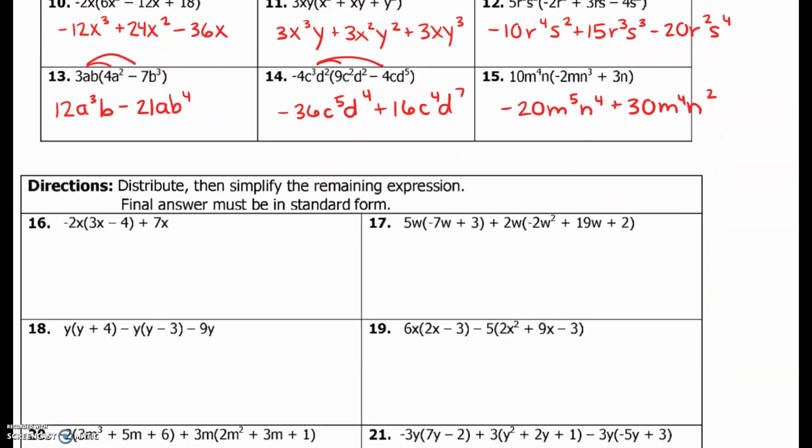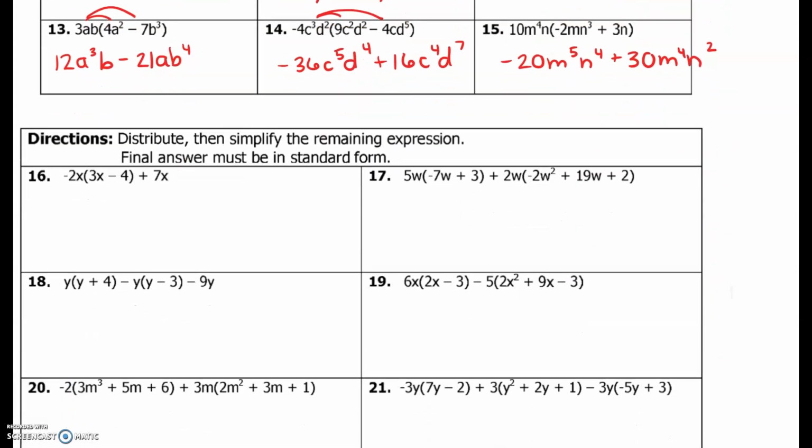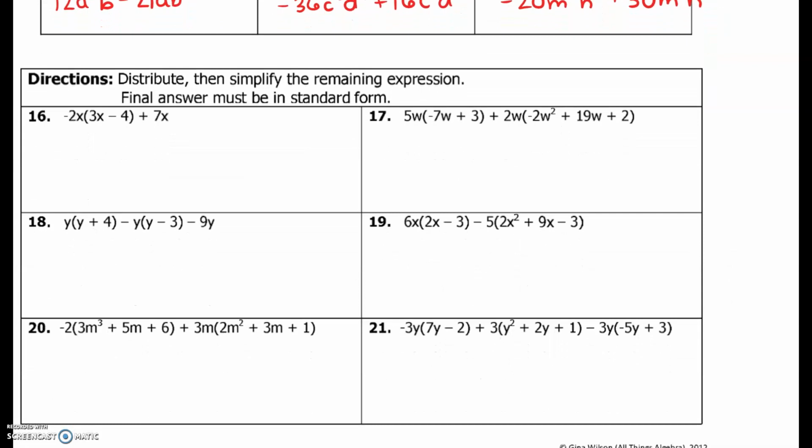Now, if you look at the bottom, you will notice that there is 2 steps here. It says distribute, then simplify the remaining expression. Final answer must be in standard form. So you're going to look for something that you can distribute first.